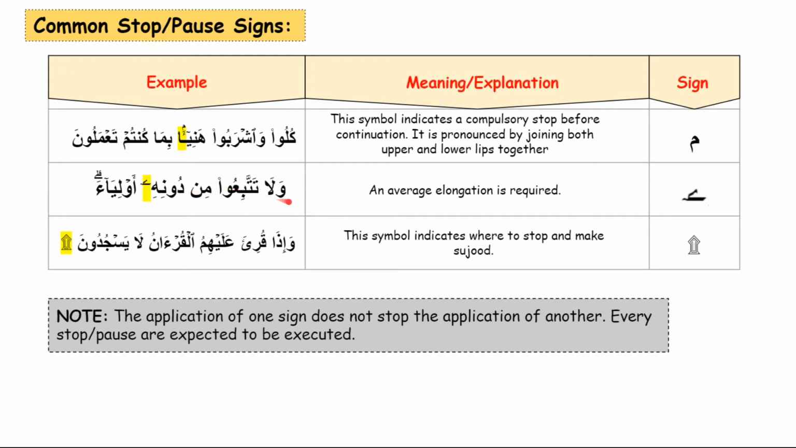So that means if I want to pronounce it, it will be وَلَا تَتَّبِعُوا مِن دُونِهِ. Just to make this effective, I need to give it an average elongation, not to the point of a long elongation such as the one you explained in the third chapter, which is a long elongation, so it won't be up to this.